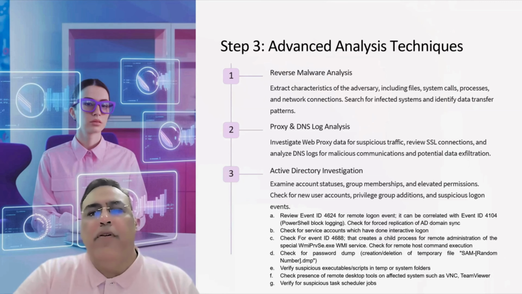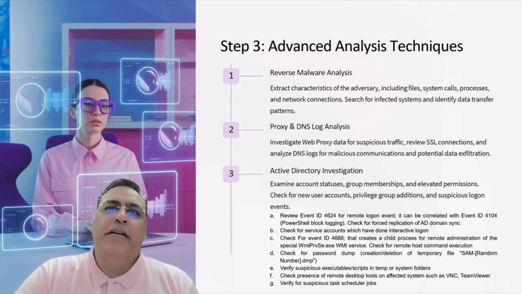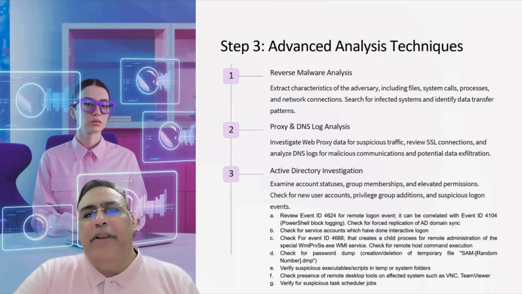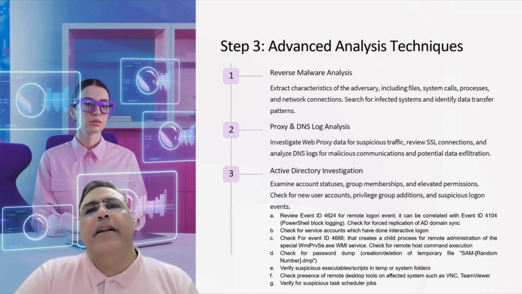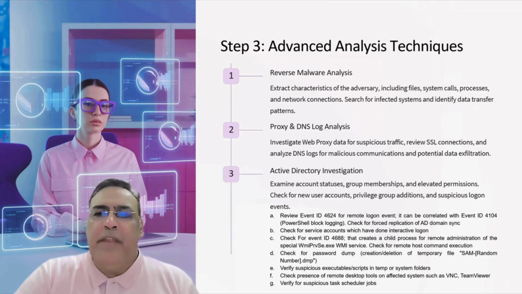You can also look for forced AD replication or forced AD domain sync, because typically when you have multiple ADs, like Azure Active Directory or directory services in DC and then DR, when you are using forced replication, if you compromise one of the ADs, then the same infection, data changes, etc., move to the other AD also. You can also check for service accounts if they are enabled with interactive logon. You can look for event ID 4688 that creates a child process for remote administration services using WinService.exe. It's a WMI service, Windows Management Instrumentation, which can also be called for command execution, including running some privileged commands.